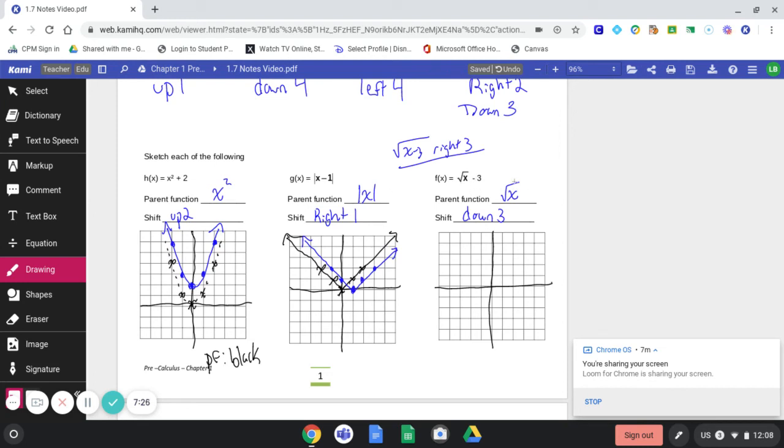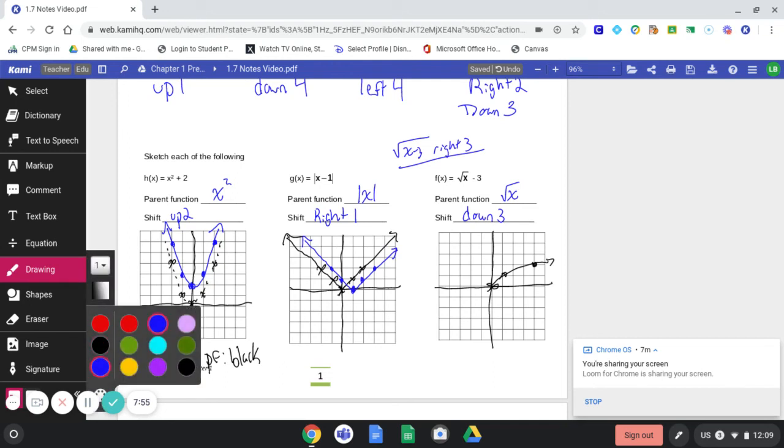So let's plot some nice points for the square root of x. Some good points to know. If you plug in 0, the square root of 0 is 0. If you plug in 1, the square root of 1 is 1. And just to keep nice whole numbers, another perfect square would be 4. So we could plug 4 in, and the square root of 4 is 2. So we are up here. So that's our parent function.